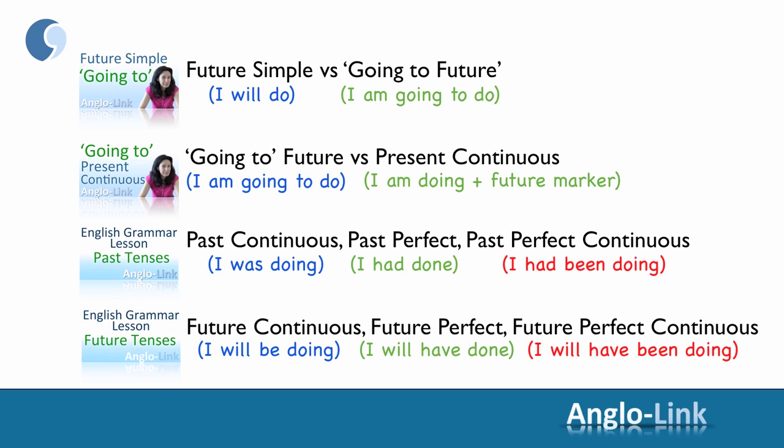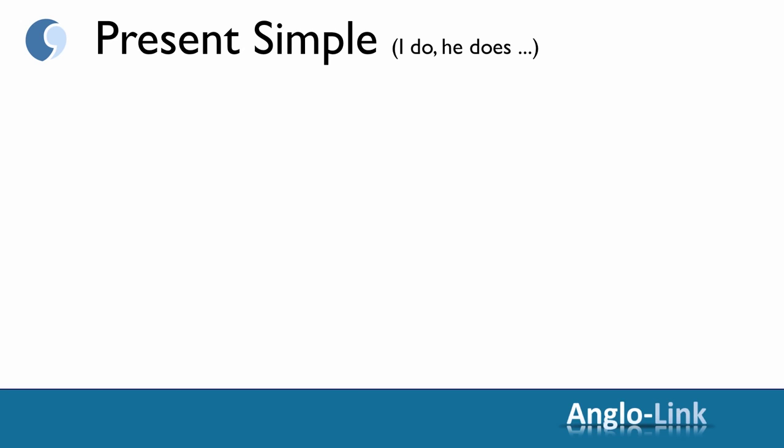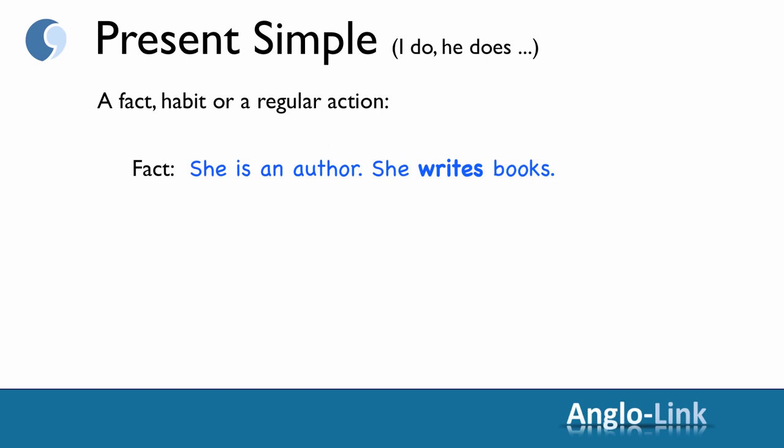So let's start our revision by looking at present simple. I do, he does, etc. As you will remember, the present simple tense indicates a fact, a habit, or a regular action. Let's look at some examples. A fact. She's an author. She writes books.